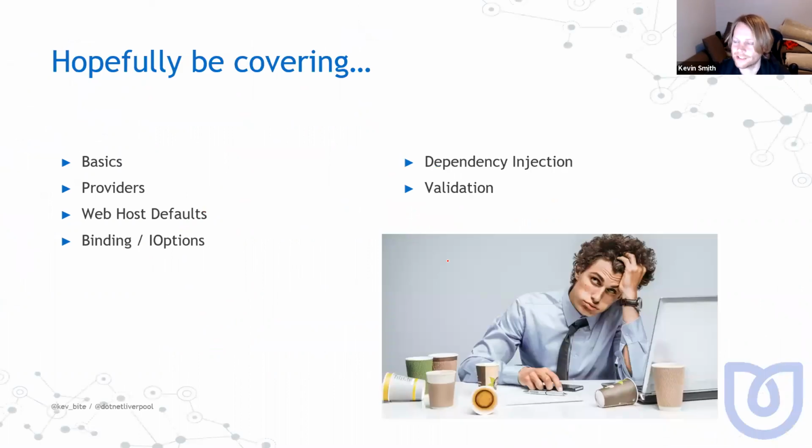So going to try to cover the basics. From the ground up, we're going to talk about how the configuration stuff is built. We're going to go through some providers of what you can pull configuration from. We're also going to talk about the defaults within ASP.NET Core and how you can use binding and IOptions. And then we can also talk about how it plugs into the dependency injection inside .NET now, and also the validation stuff around IOptions as well.